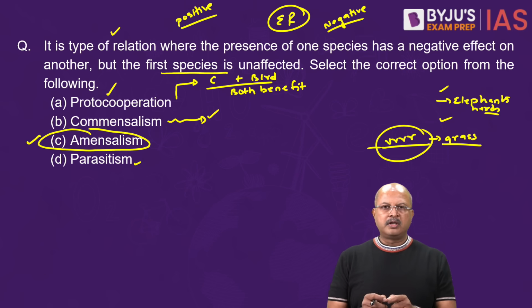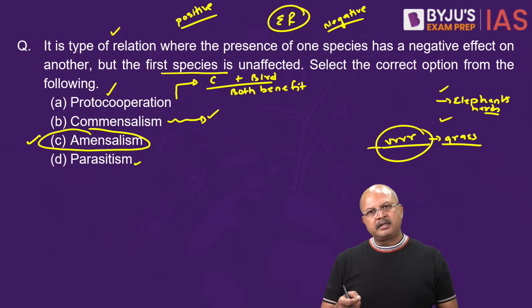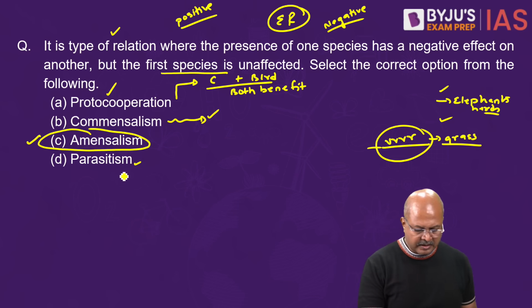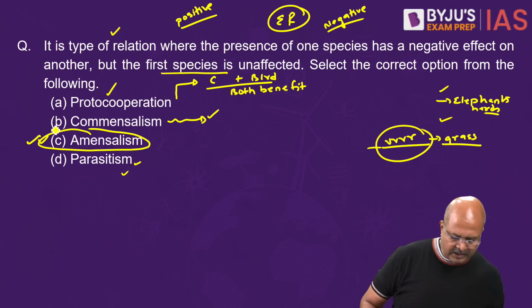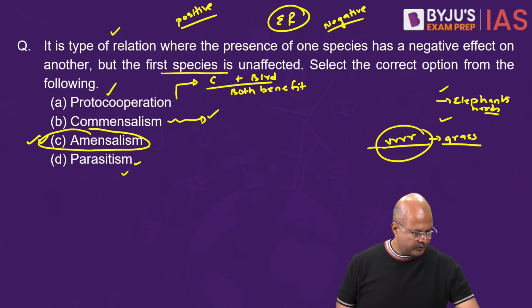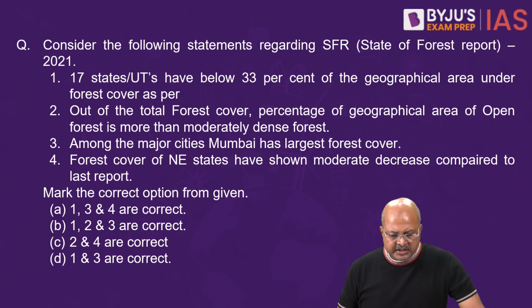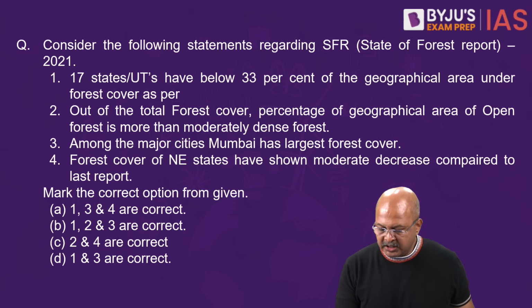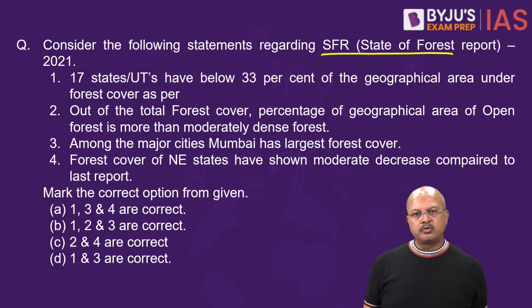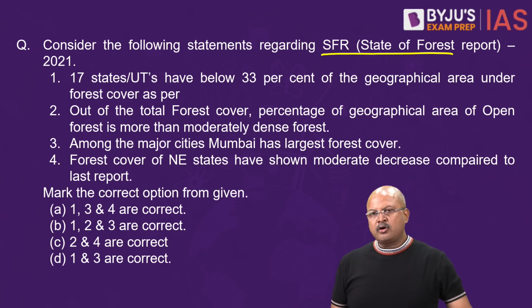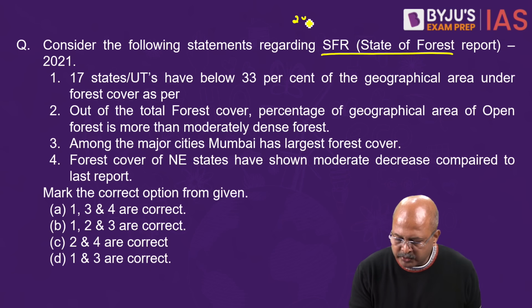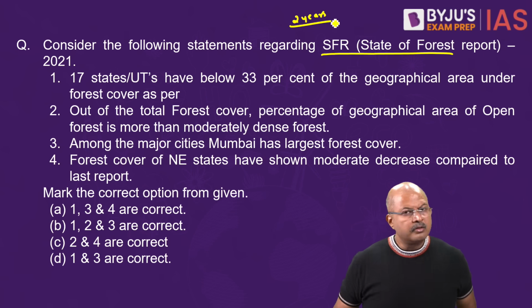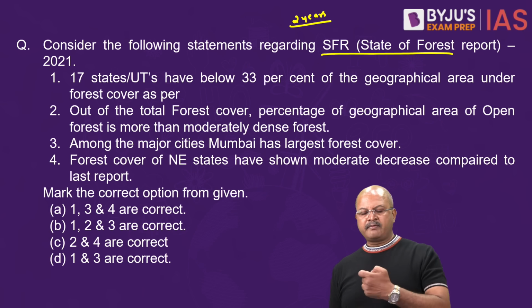Where we talk about a human being and a mosquito, we refer to that as parasitism. Right. So this is C. Commensalism is the correct option. Now, consider the following statements regarding the State of Forest Report 2021. The State of Forest Report is biennial. It means that it is released once in 2 years. Now, this is released by the Forest Survey of India.